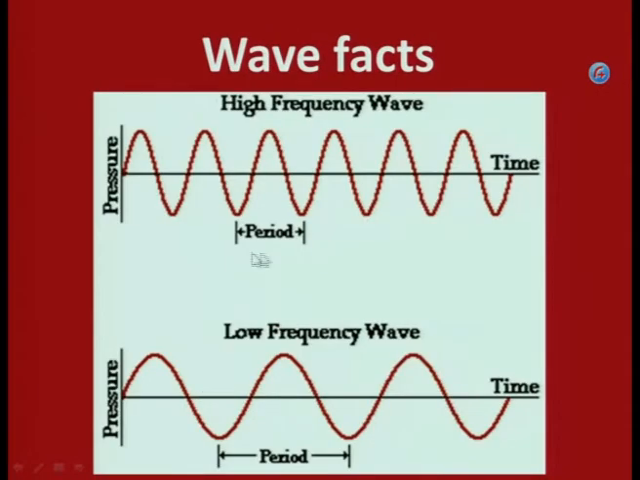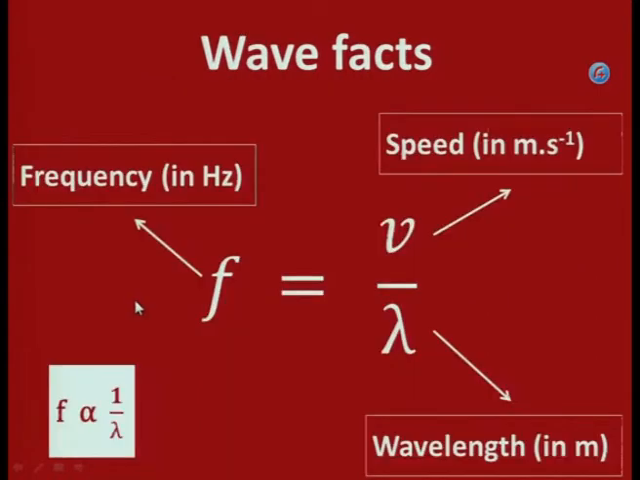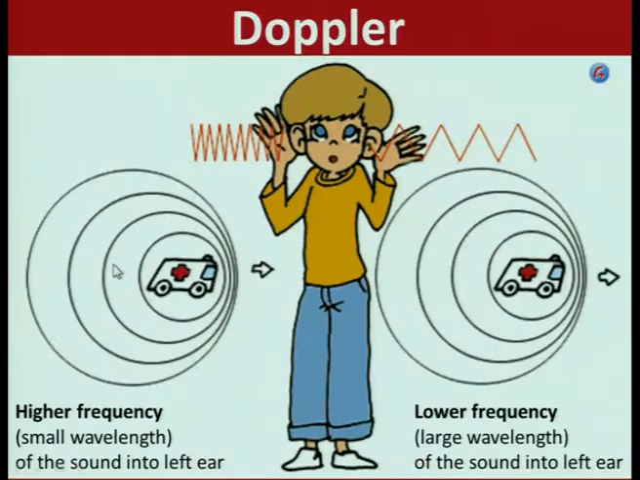So let's look at this slide again. Here you have a high frequency wave. Can you see that the wavelength is small? While here where we have a low frequency wave, the wavelength is bigger. Okay, this is very important. Frequency is indirectly proportional to wavelength.